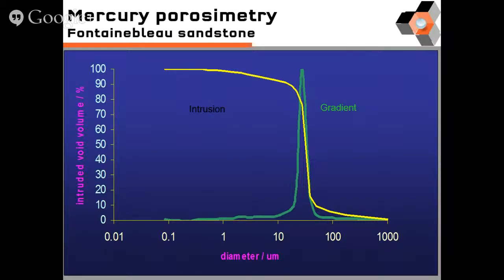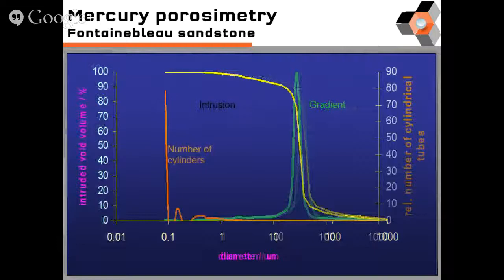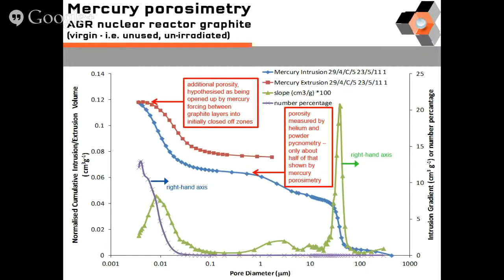If we have another look at the next slide, if we convert that gradient to number of cylinders, then in practice we have more numerically small ones, because they're such small volume that you need a lot of them. The next slide shows you an actual intrusion curve. You see it wanders its way up. The blue line there is very complicated. The green line, which is the derivative, is also very complicated. This is some material we're working on at the moment for nuclear reactors, graphite in nuclear reactors.